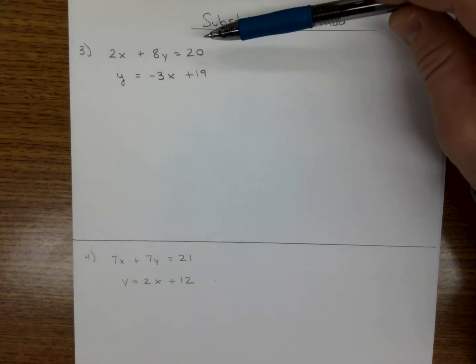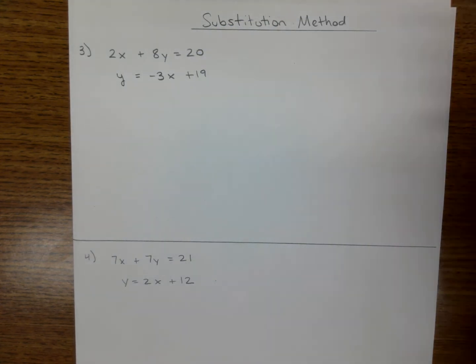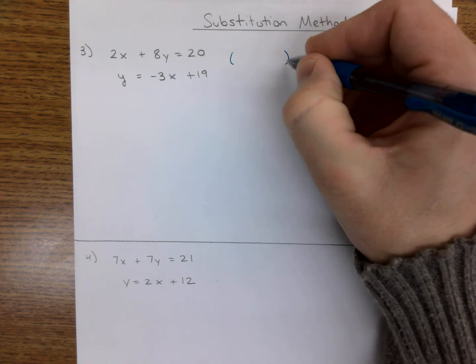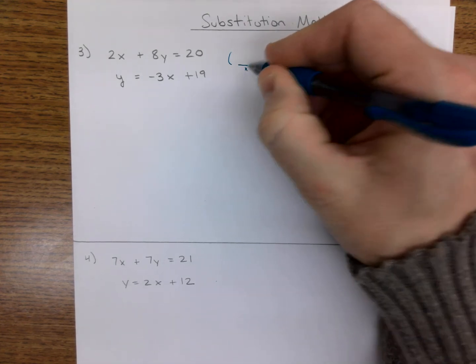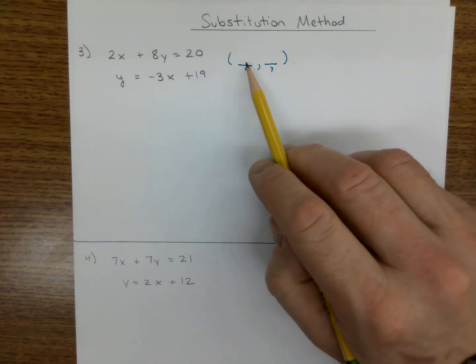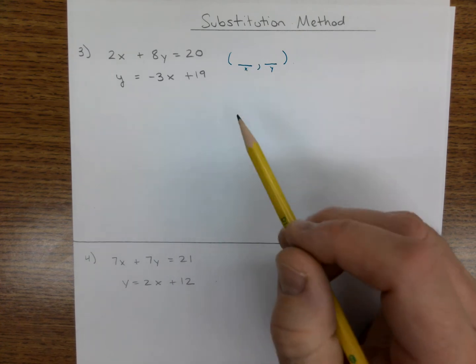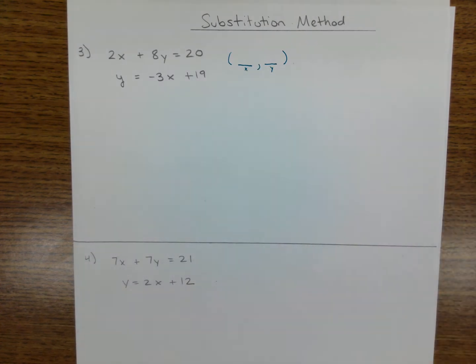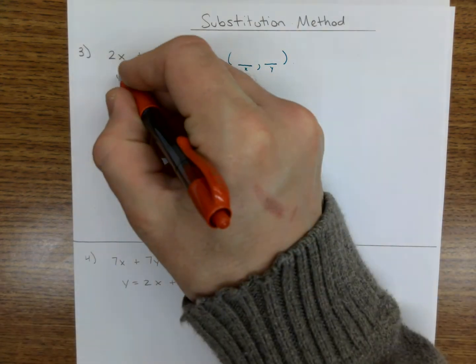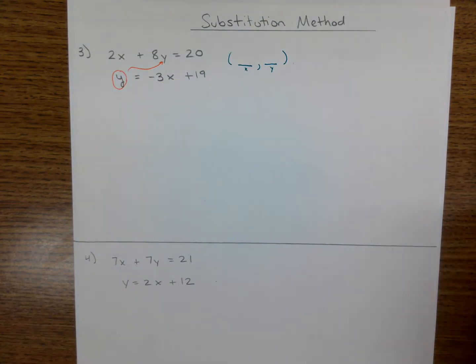So problem number 3, we're given two equations here. Both of them have an x and a y, and our job is to find the point, if you want to think of it that way, the x coordinate and the y coordinate that go into both equations. So we need an x value and a y value where this line and this line would cross. So our plan is to take this equation that says y equals and put it right there.